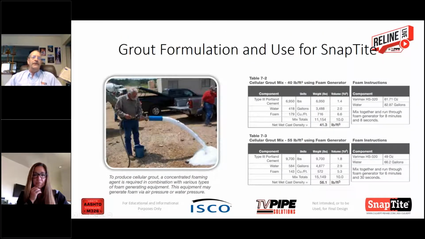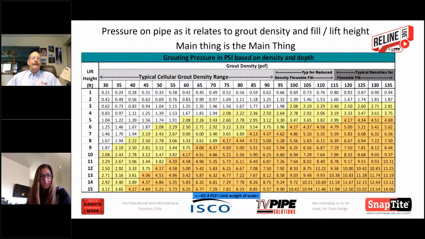That foam generator uses a wetting agent and an air compressor to create air bubbles. And those air bubbles basically replace the solid aggregates that are in the grout mix. And that does require an investment. Some contractors and some installers say, why do I want to invest in a foaming machine? Well, let's look at this loading table.